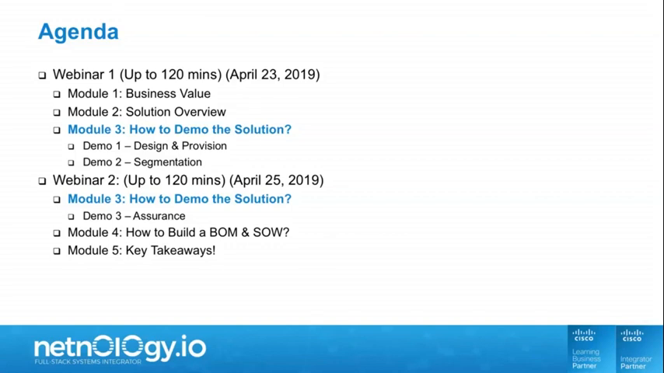In the third demo, we're going to talk about assurance. Remember what we talked about, insights and telemetry. Everything is functional, everything is working, but I want to see how it is working. We're going to see how assurance helps us track and monitor how everything works.